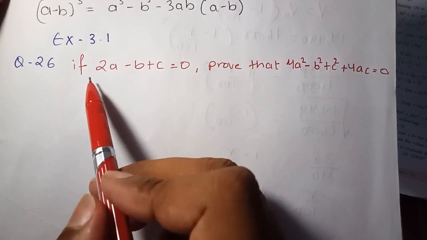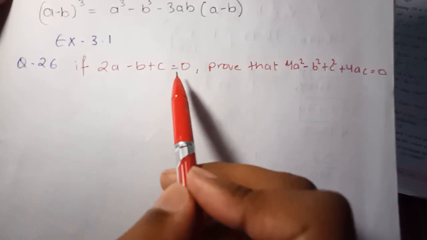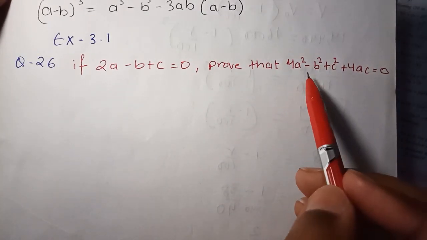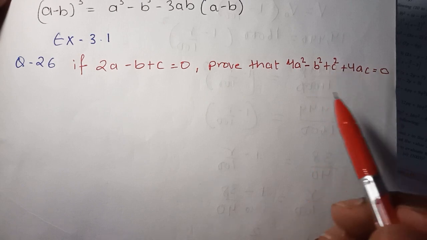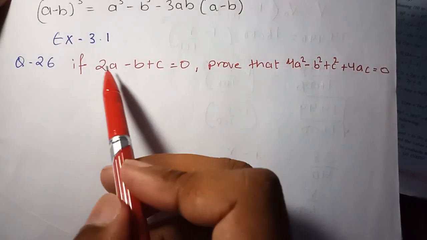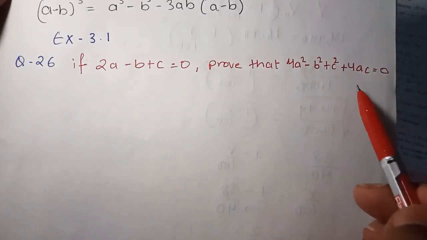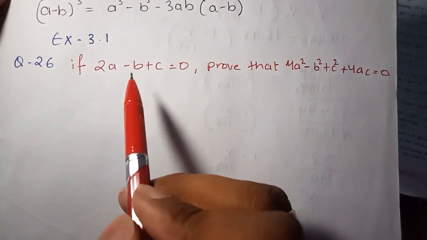Question number 26 says something like this: if 2a minus b plus c equals 0, prove that 4a square minus b square plus c square plus 4ac equals 0 also. Now they have just given me this. I need to play around with this. I don't have to do anything with this thing. So I'm going to do whatever I can with this.